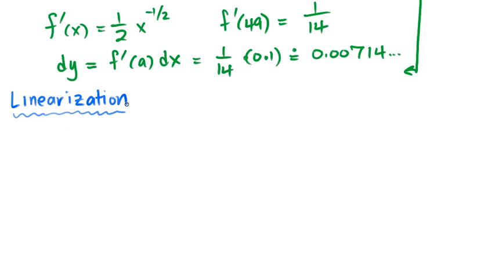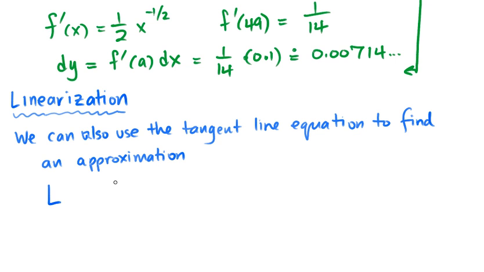We can also use the tangent line equation as we did in the past. We could calculate the tangent line equation to find an approximation, and that's called linearization. So if we can come up with a tangent line equation, I'll call it L of x, and what we've seen in the past is that it is the slope times x minus a, the slope evaluated at a, so that's the derivative evaluated at a, times x minus a plus f of a.